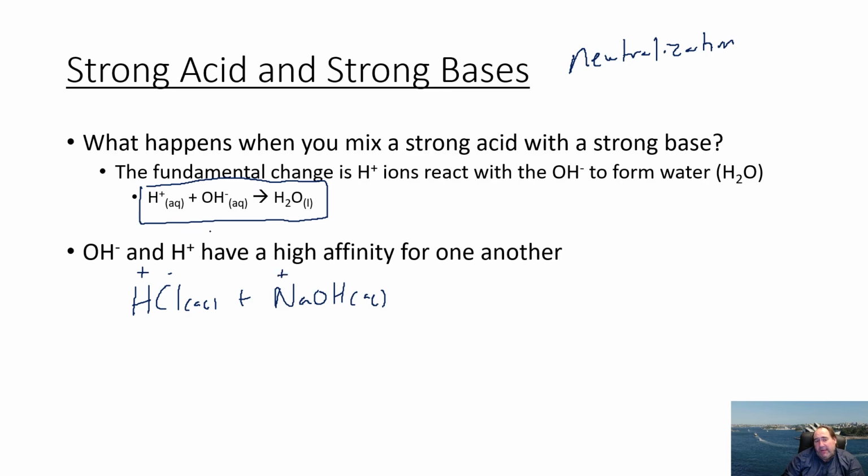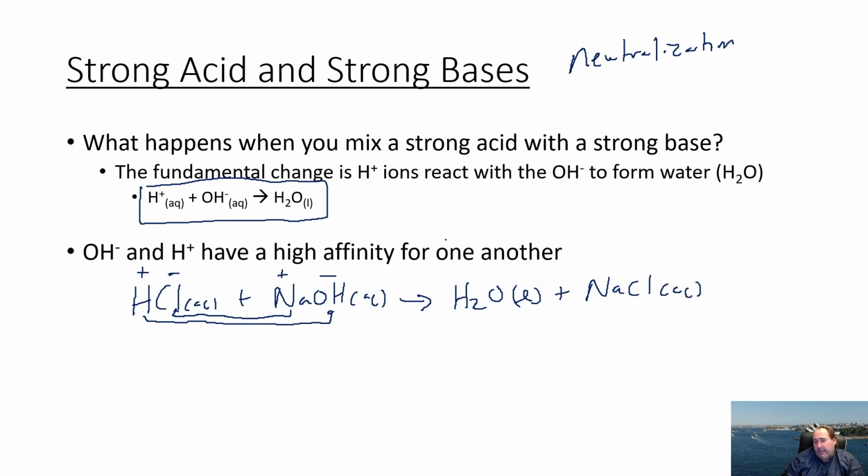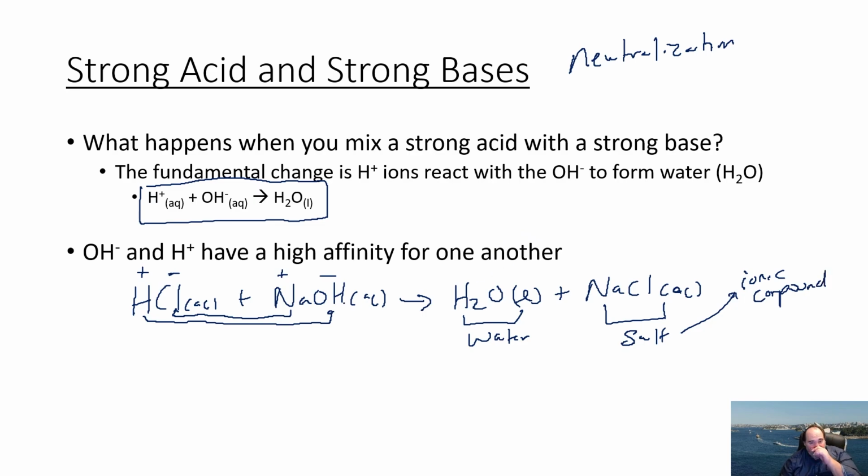This is also a double displacement reaction. So once again, we're going to go this way and we're going to switch partners. That is going to give us our water and some sodium chloride. And whenever you take a strong acid and strong base together, you always pretty much make two things. You make what is referred to as water and what is referred to as a salt. And a salt is just an ionic compound, basically a metal and a non-metal together, positive, negative.